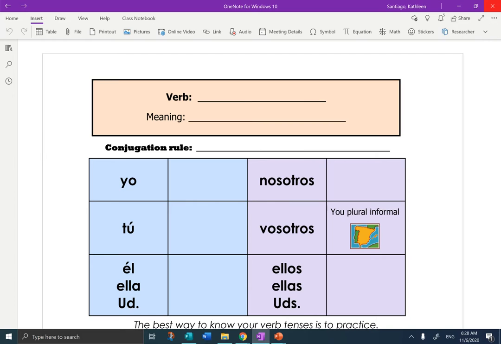This chart should look familiar because we've been using it to learn the pronouns. So let's quickly review the pronouns. We have yo, which means I. Tú is you informal. Él is he. Ella is she. Usted is you formal.